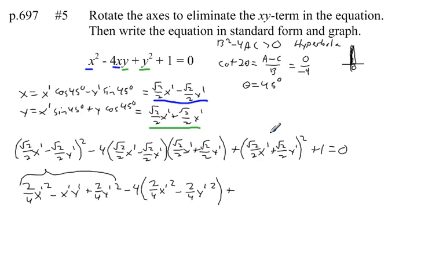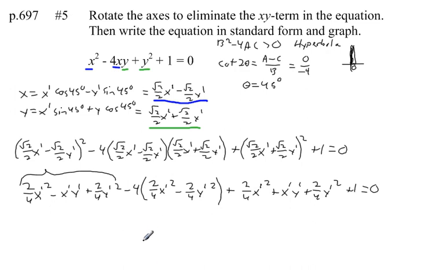Plus. Now, for this last set of parentheses, we can write it out twice, multiply using FOIL. If we do that, we get, let's get rid of that parentheses. We get 2 fourths x prime squared plus I'll get 2 fourths x prime y prime plus another 2 fourths, which equals 1 x prime y prime plus 2 fourths y prime squared plus 1 will just come down and it equals 0.